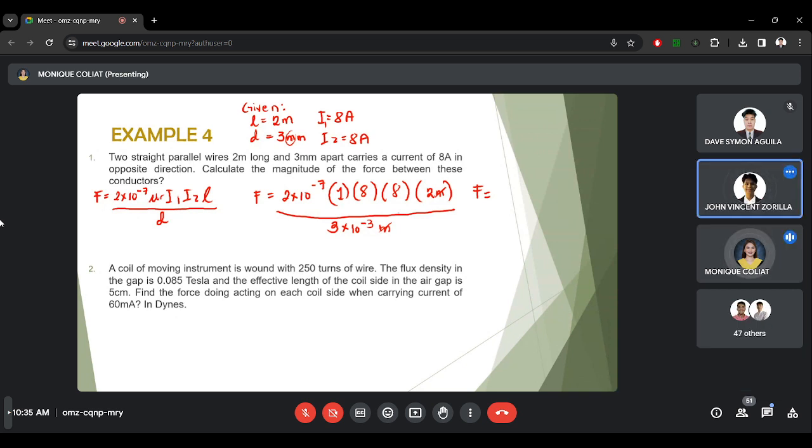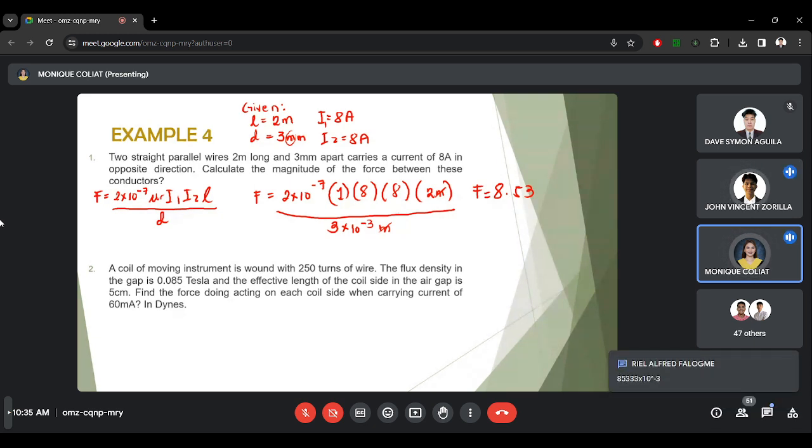8.53 times 10 raised to negative 8? 8.53, 4 decimal places. 5,333 times 10 raised to negative 3 Newton. Okay, that's correct. Thank you.